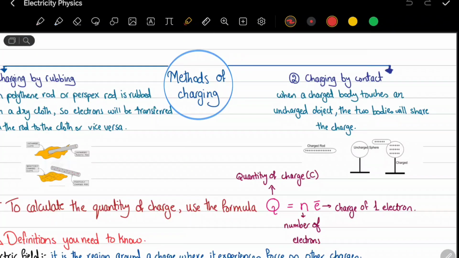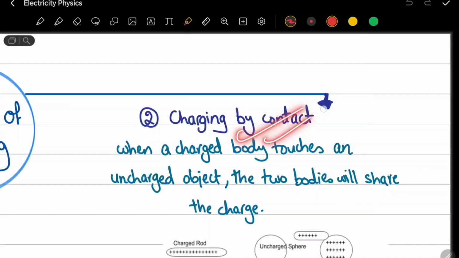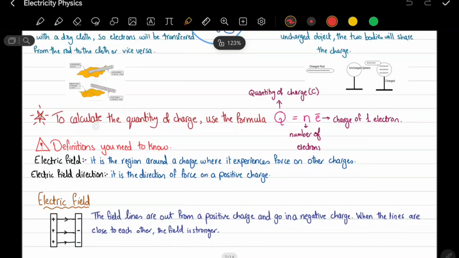Now, charging by contact is when a charged body touches an uncharged object, and the two bodies will share the charge. The positively charged rod caused the uncharged sphere to become positively charged too, and this is charging by contact.